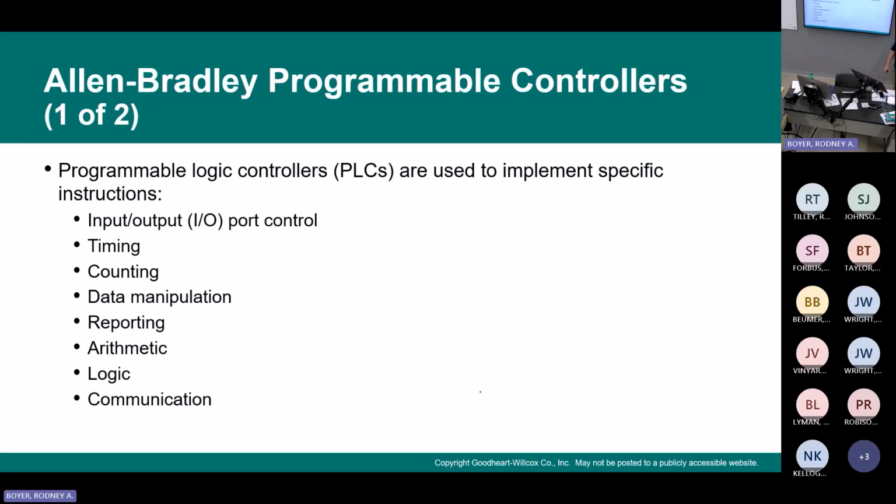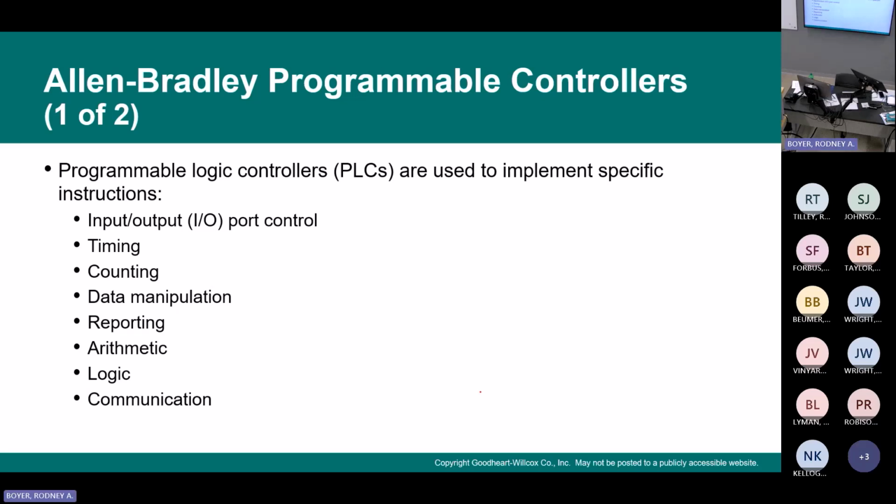Okay, so AV controllers use specific instructions to implement input, output, port control, timing, counting, data manipulation, reporting, arithmetic functions, logic functions, and communication. I/O is simply on, off, or variable. Timing is literally timers. Counting is literally counters. You're either timing events or counting events.